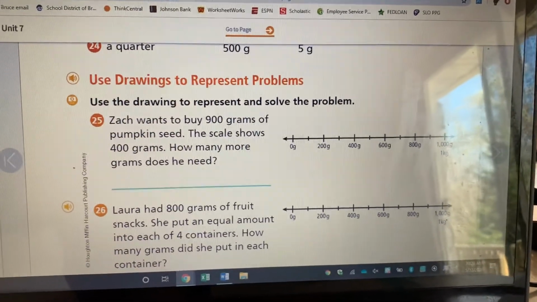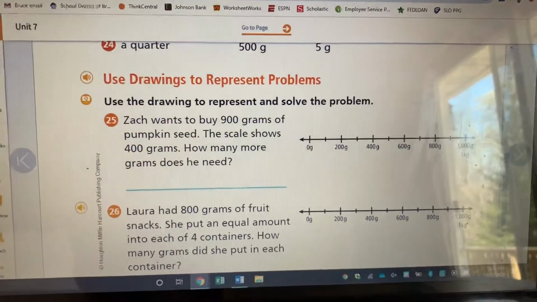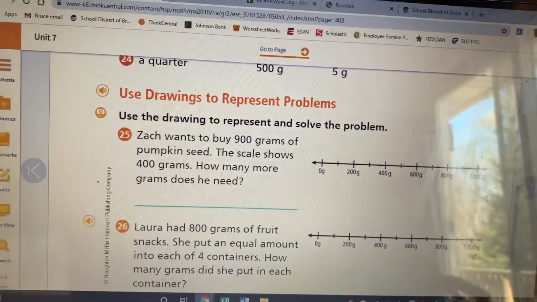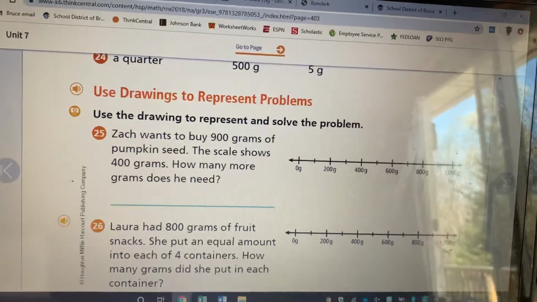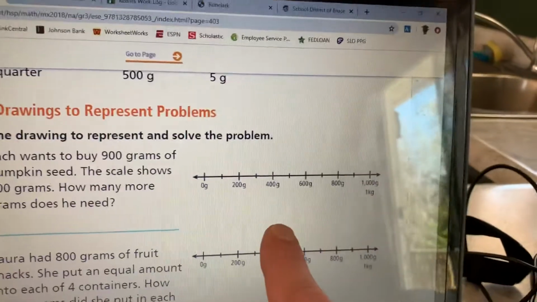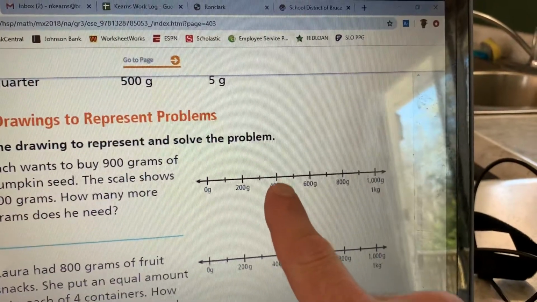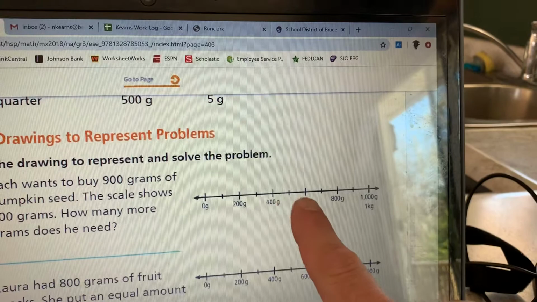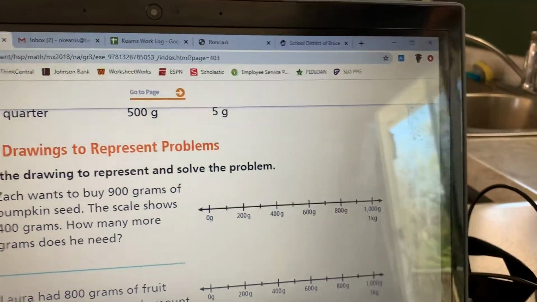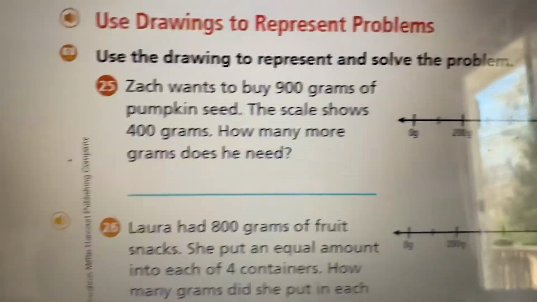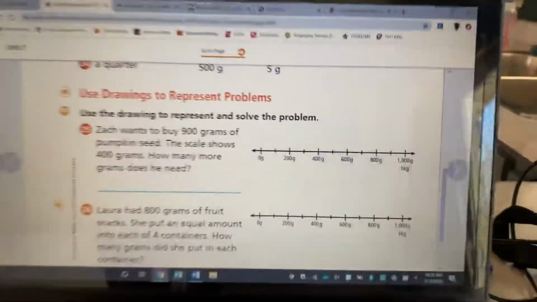So if he's at 400 and he wants to buy 900, how many more? We can use this timeline right here, or number line, to start at 400, and we would count up to 900. How many more is it? 1, 2, 3, 4, 500 more. So the answer here would be 500 grams, and we just use this tool right here.